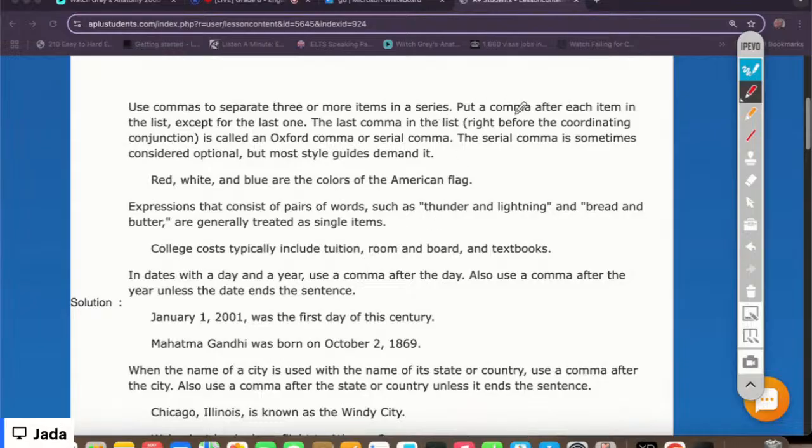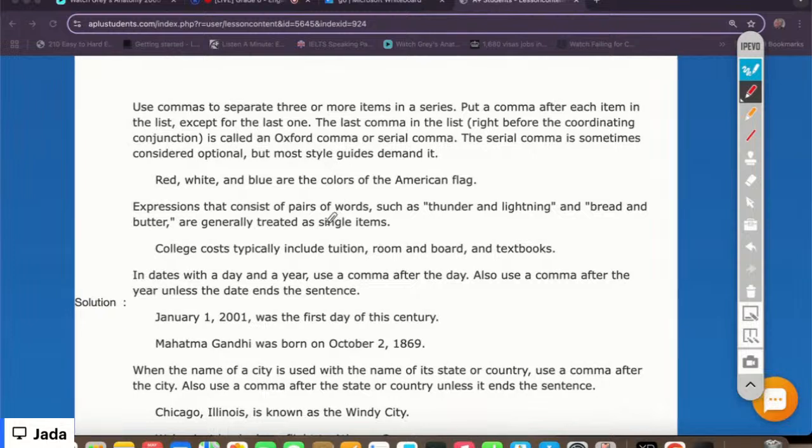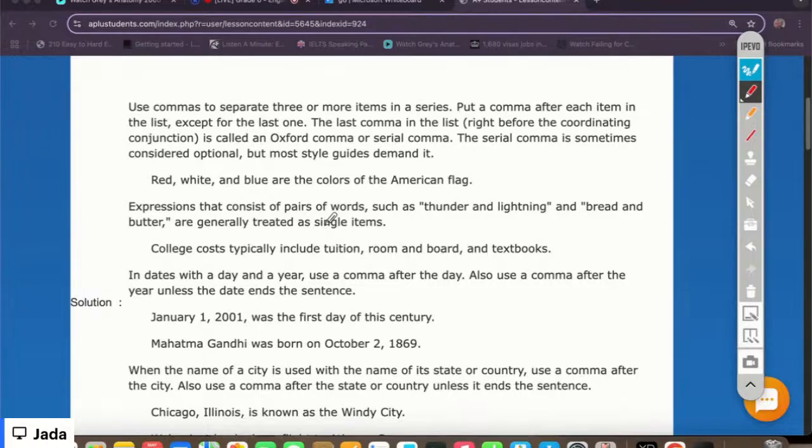Now the last comma in the list, right before the coordinating conjunction, is called an Oxford comma or serial comma. The serial comma is sometimes considered optional, but most style guides demand it. So we have the series here. We have red, white, and blue. So now you put a comma before the coordinating conjunction. But for the last one, which is blue, you do not need to add a comma.